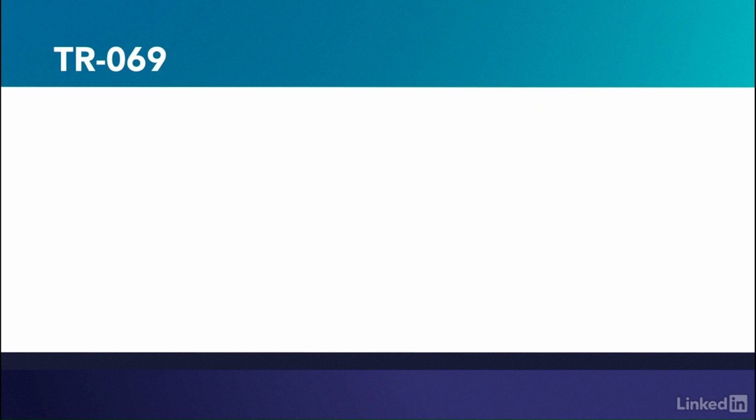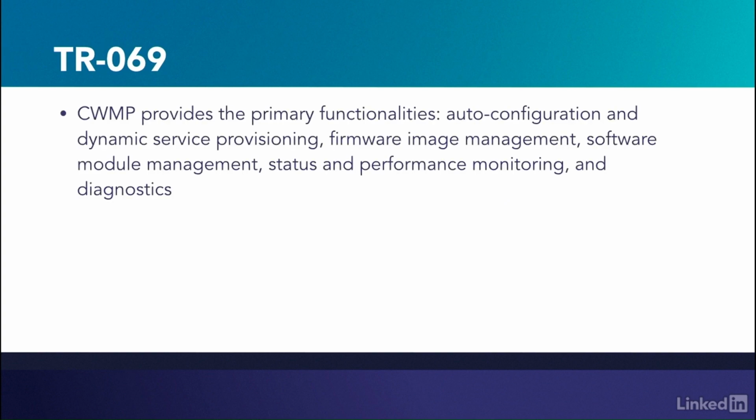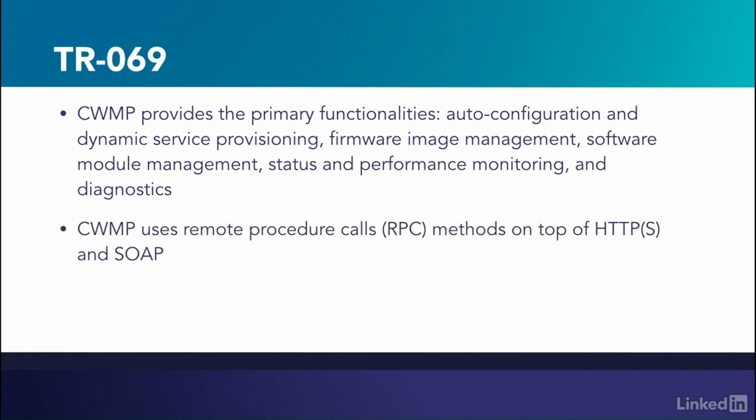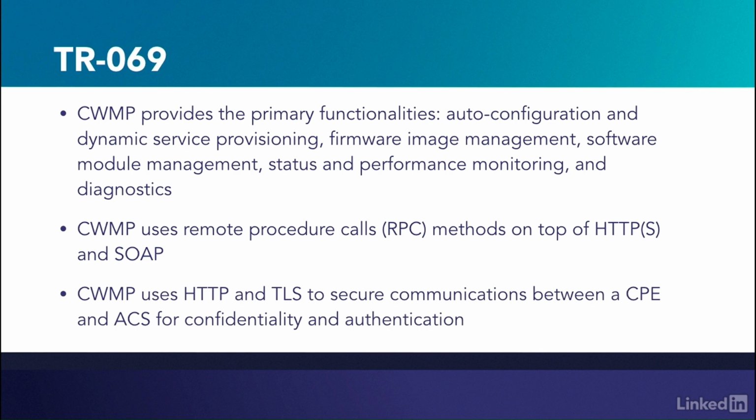CWMP provides some primary functionalities, such as auto-configuration and dynamic service provisioning, firmware image management, software module management, status and performance monitoring, and diagnostics. From the protocol architecture point of view, the CWMP protocol uses remote procedure call methods on top of HTTP or HTTPS and SOAP, a standard XML-based syntax used to encode remote procedure calls. CWMP uses HTTP and TLS to secure communications between a CPE and the auto-configuration server, called ACS, for confidentiality and authentication.